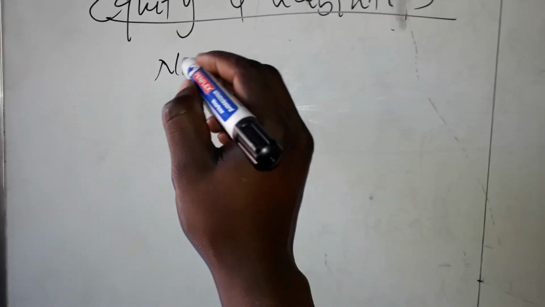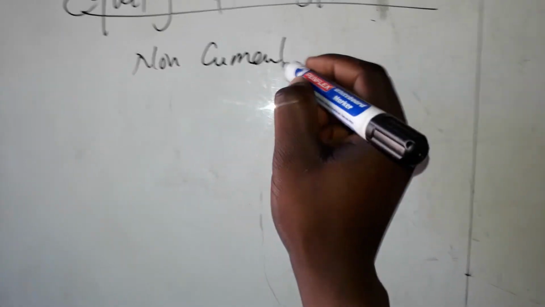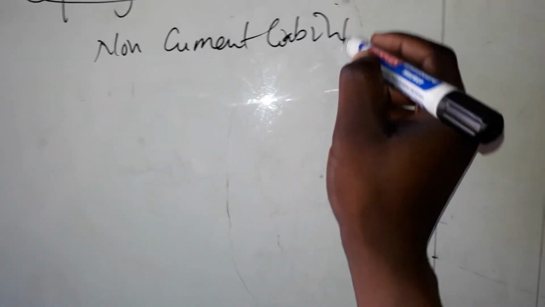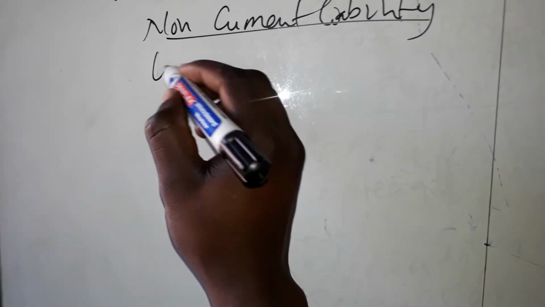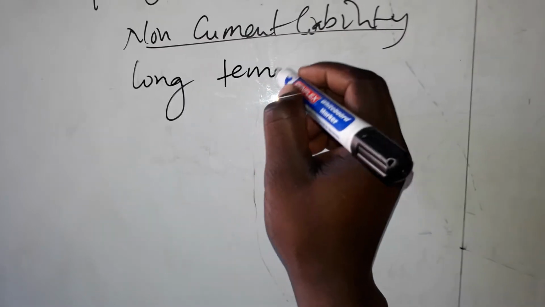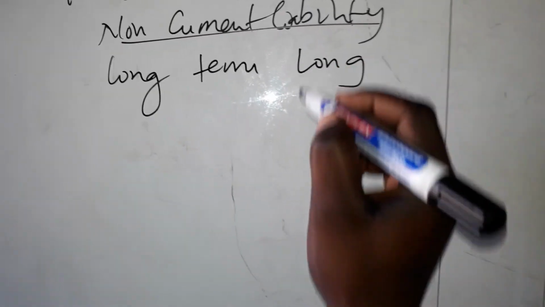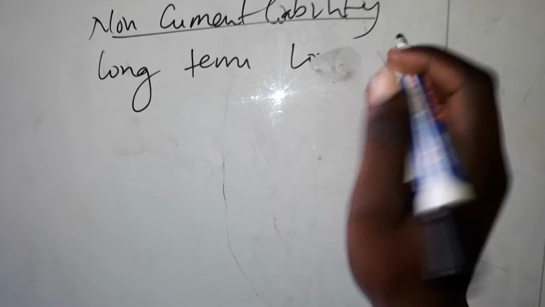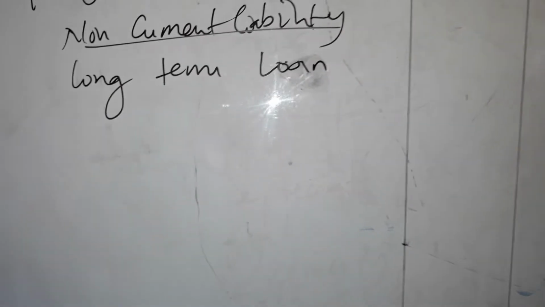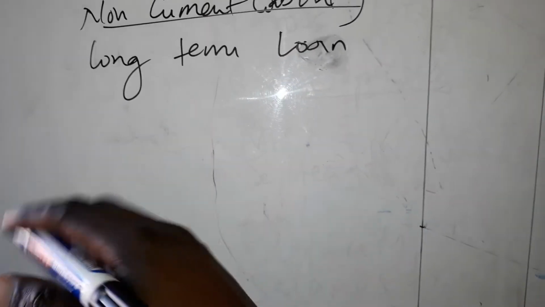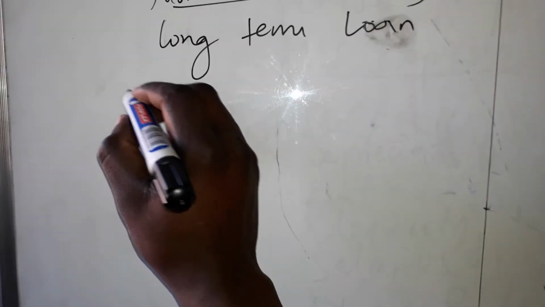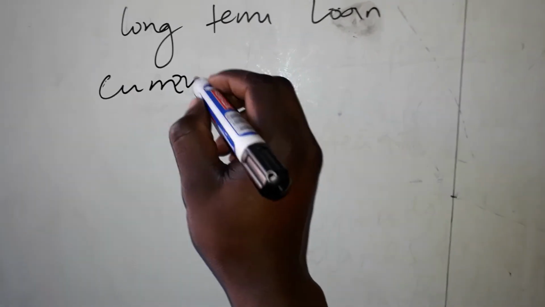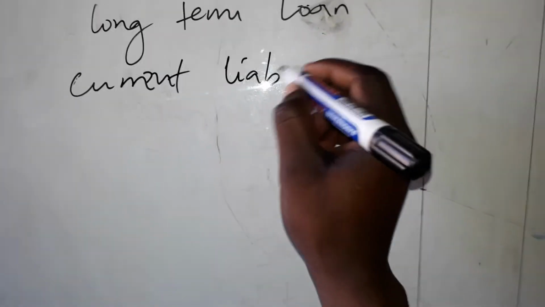Then here we have what? Non-current liability. Right. We've got what? Long-term loan. Right. Put the amount. Then we have what you call current liabilities.